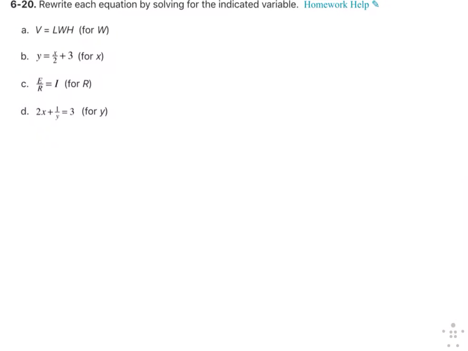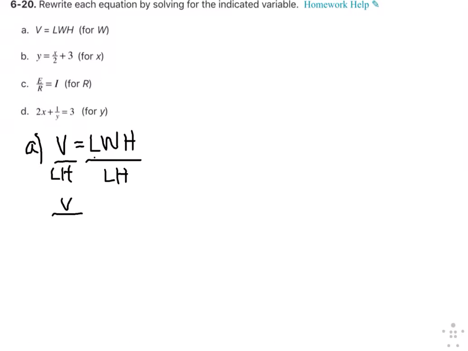620 is solving literal equations, right? So let's do A. When you're solving literal equations, they want us to rearrange the equation for a specific variable. So in this case, they want us to limit or restrict it to W. They want us to isolate W. If I divide both sides by LH, I get V over LH equals W, because the H cancels and the L cancels. So I get W equals V over LH.